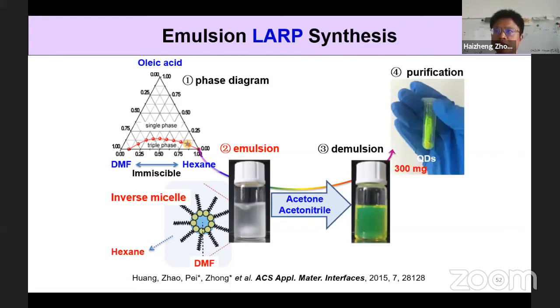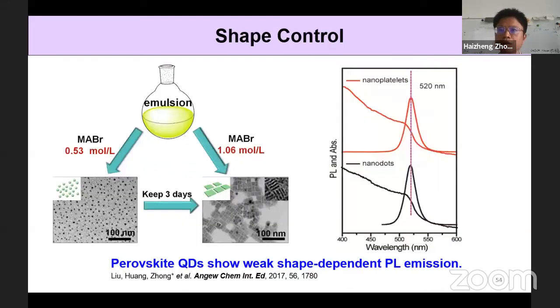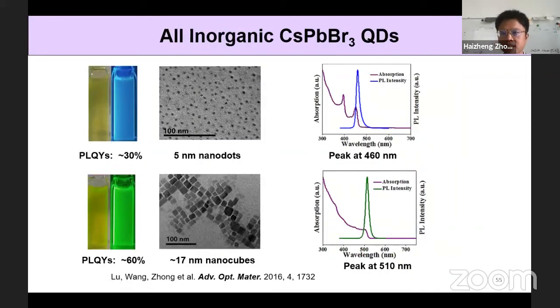With this, we can centrifuge and obtain the perovskite quantum dots as a powder. The size of these powders can be varied by controlling the process. And also, by keeping the solution for a few days, we obtained perovskite nanoplatelets. You can see that it's quite uniform. This method is also versatile for fabricating inorganic cesium lead bromide QDs. And here are the samples.